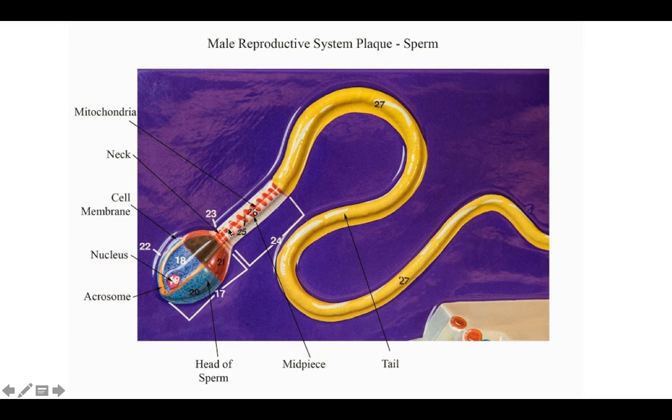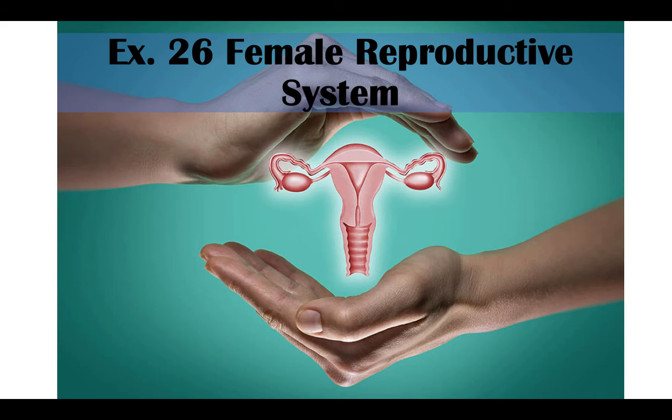And then you have the midpiece here, and the midpiece is going to contain all these mitochondria, which they put in red here. And that's going to be important for producing the ATP that's going to power the flagellum, which is the main portion of the tail. So the tail here in yellow consists of flagellum for propulsion, obviously. So those are the main parts of the sperm cell.